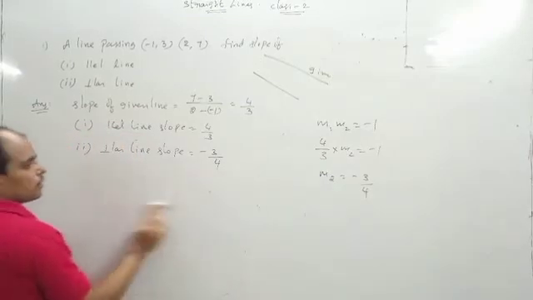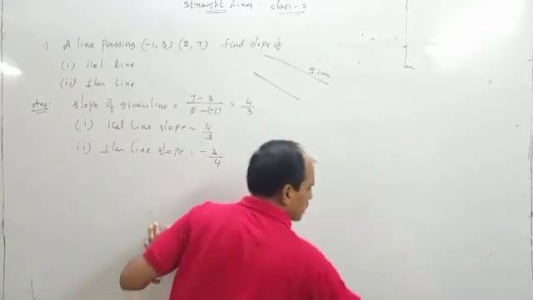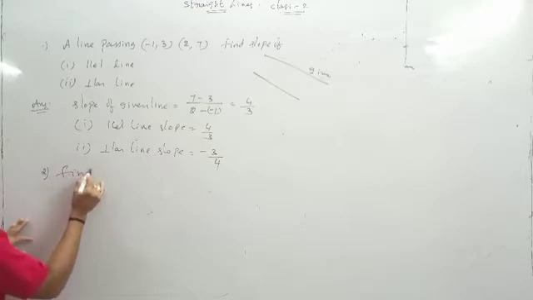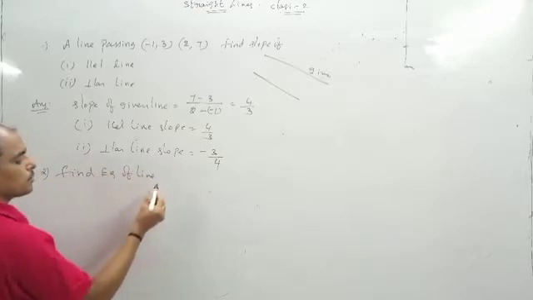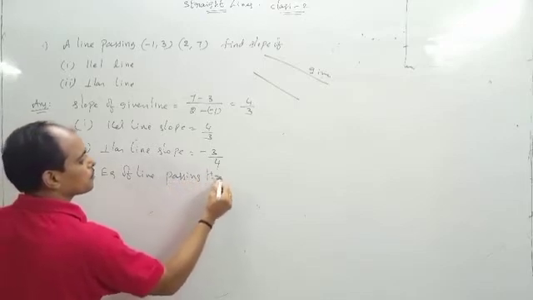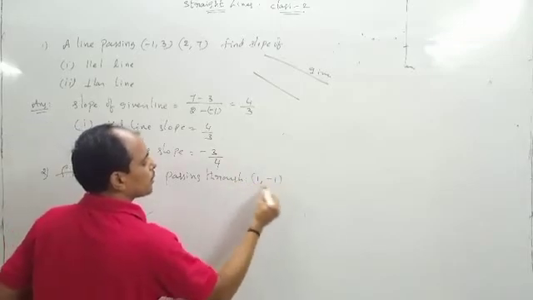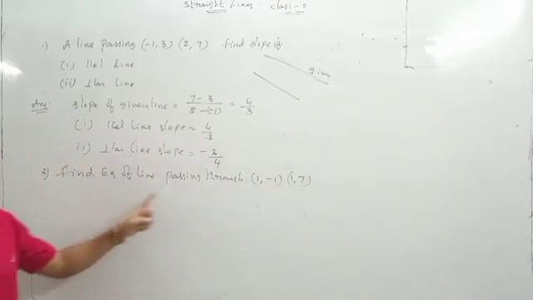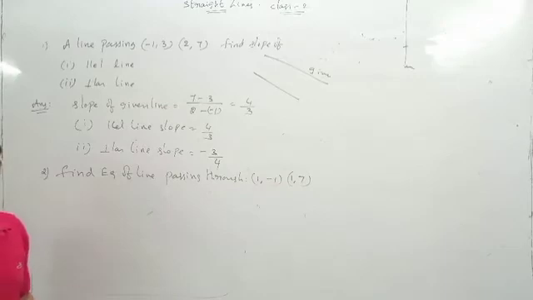Second question. Find the equation of the line passing through 1 comma minus 1 and 1 comma 7. Find the equation of the line passing through 1 comma minus 1 and 1 comma 7.